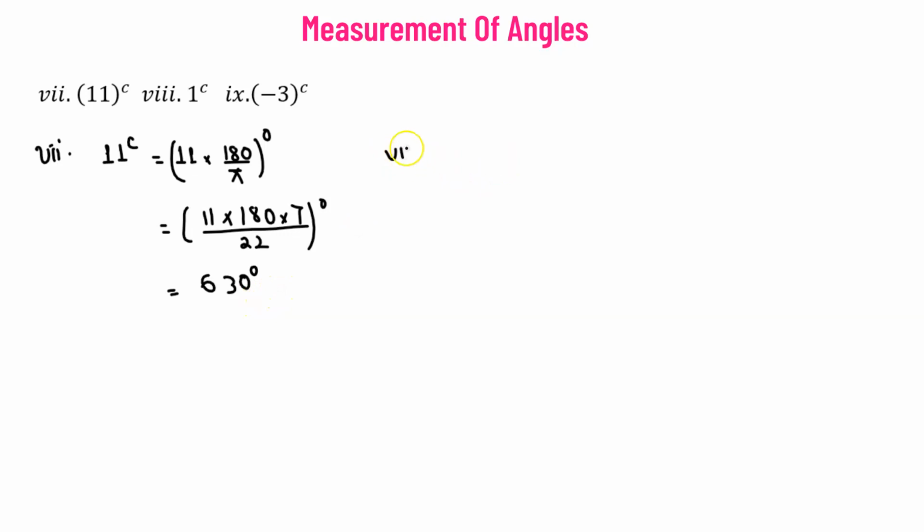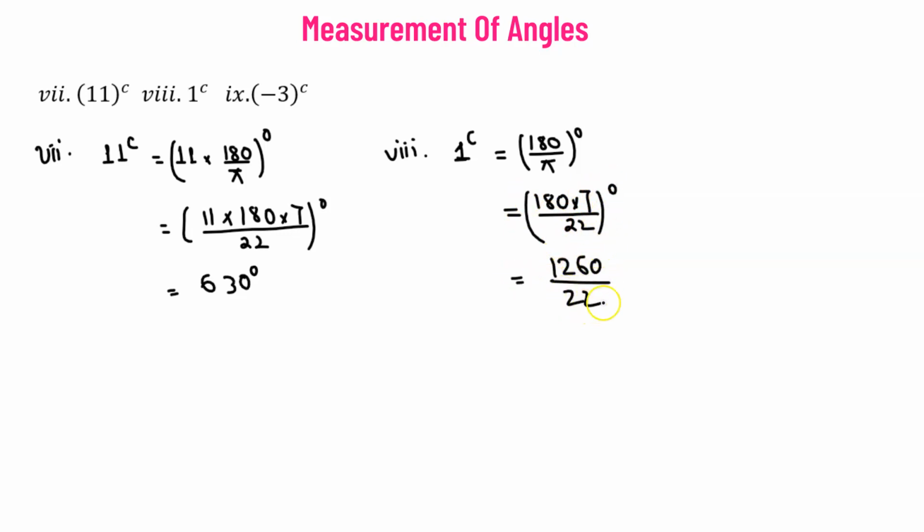Coming to problem number 8, we have 1 radian. So it's extremely important. So let's find out the value of 1 radian in degrees. So 1 radian will be 180 over pi degrees. So 180 over pi is 180 multiplied by 7 over 22. So this is in degrees. 180 times 7, that's 1260 divided by 22. We want to express this fraction in a mixed number form. So 1260 divided by 22 will be 57 and 3 over 11 degrees.